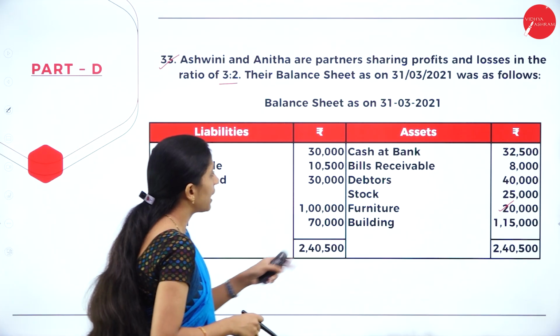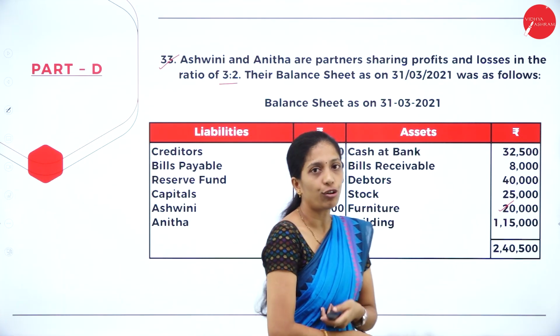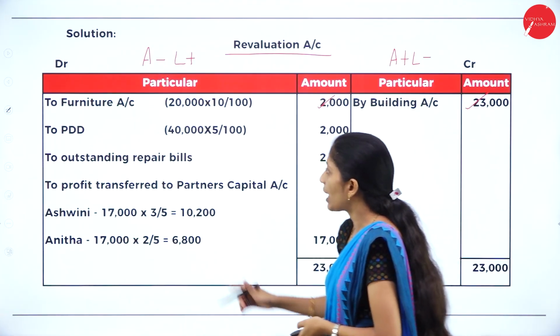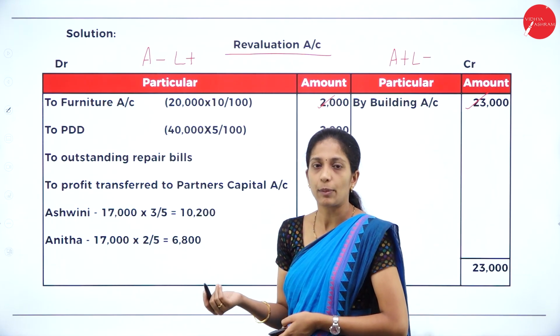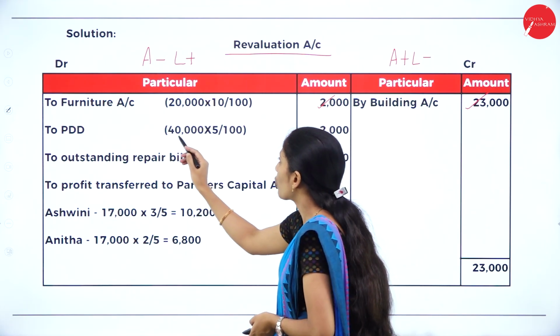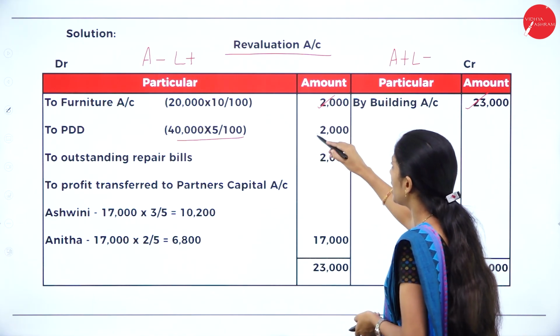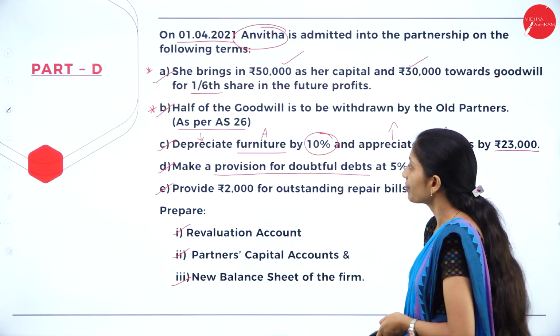What is the value of debtors? 40,000 into 5%. Okay, so how do you write? To PDD. PDD is nothing but provision for doubtful debts. 40,000 into 5 divided by 100, that is 2,000.